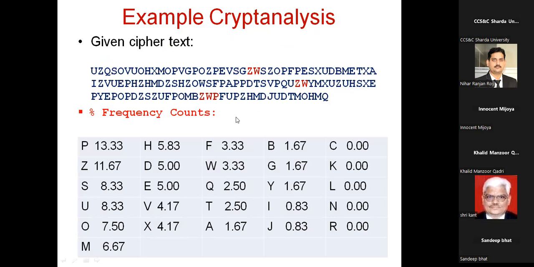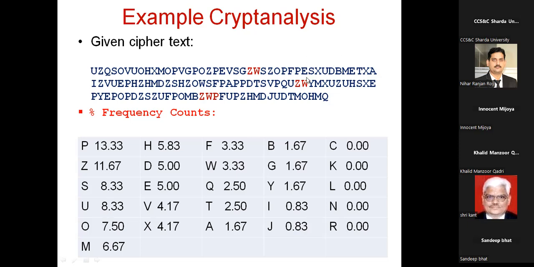How did I solve it here? I simply computed the percentage frequency of each letter and found that P is 35 percent. It means P is nothing but E. I will replace all P by E. Similarly, all R by Z. Like this, I will go on replacing here.